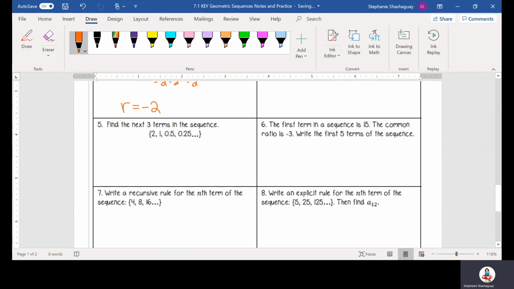Number 5, find the next 3 terms in the sequence. You have 2, then 1, then 0.5, then 0.25. Well, what number can you divide by 2 and get 1? Well, if you divide 2 by 2, you're going to get 1. If you divide 1 by 2, you're going to get 0.5. If you divide 0.5 by 2, you're going to get 0.25.